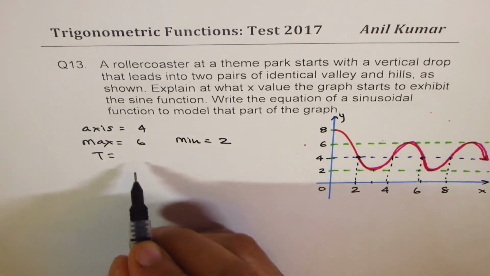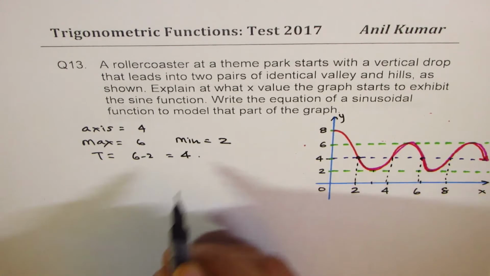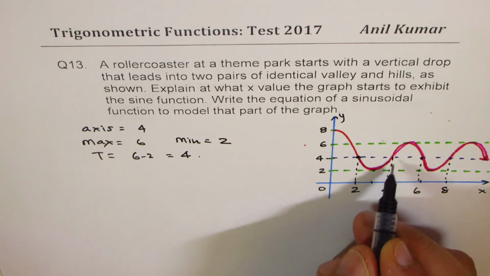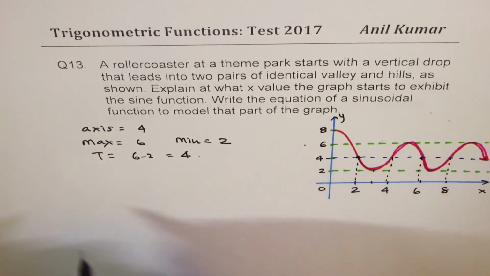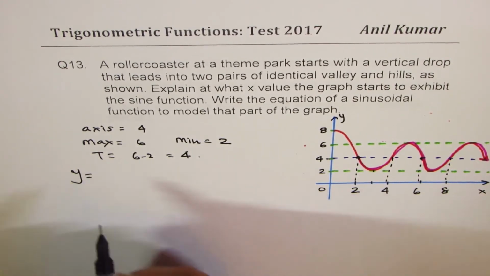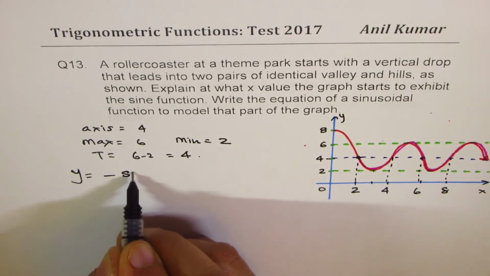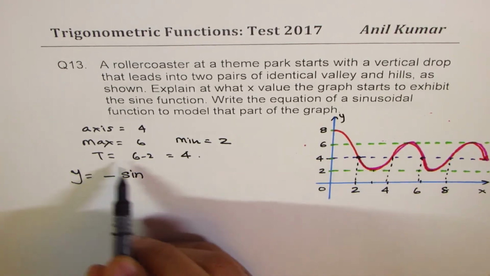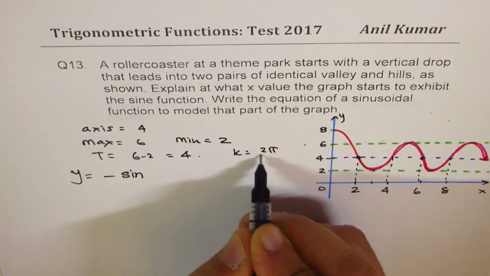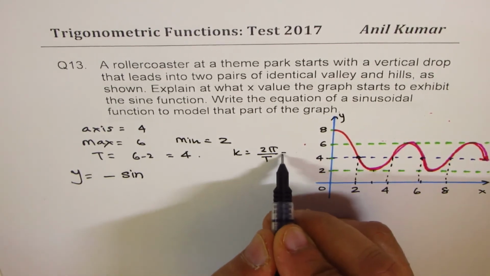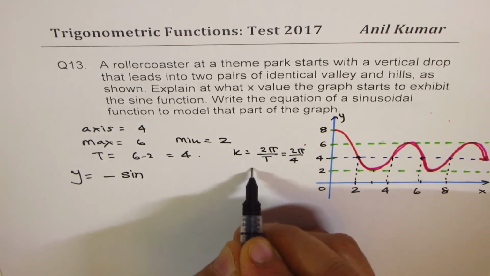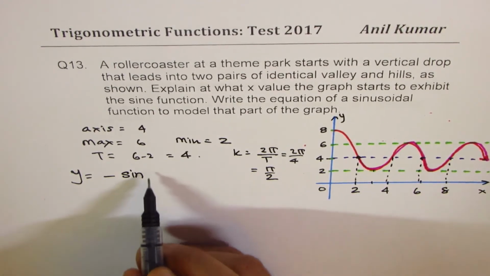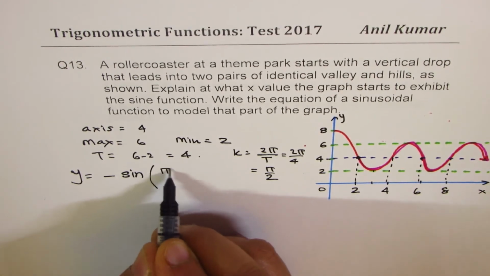So 6 minus 2, which is 4, and therefore we can now write this as minus, because it starts from the beginning, I mean going downwards. So we could write this function as y equals minus sine, as it goes down first. So we have taken care of the phase shift. The k value will be 2 pi by T, which is 2 pi by 4, or equals pi by 2. Is it okay? So that becomes the k value. So the sine of pi by 2.